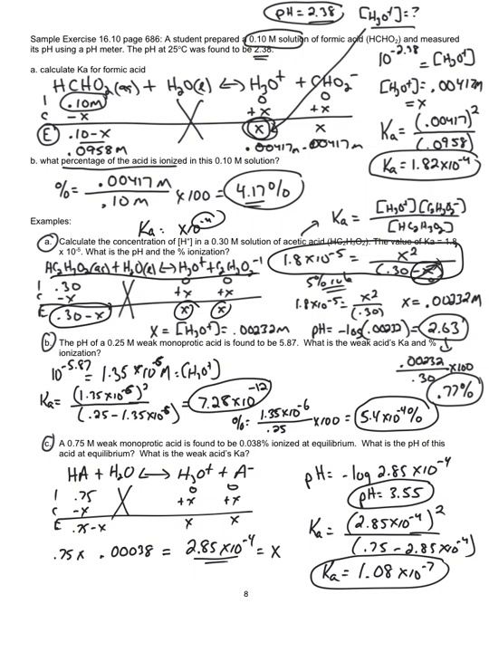So we now have Ka equals X squared over 0.3. Solving for X, you should get 0.00232. And taking the negative log of that, we get 2.63 for the pH. And taking that number divided by the initial concentration of the acid being 0.3 times 100, we get 0.77. Under 1% of the acid has dissociated.